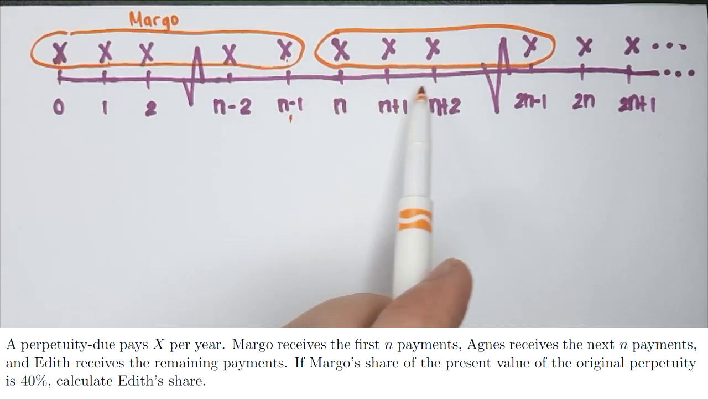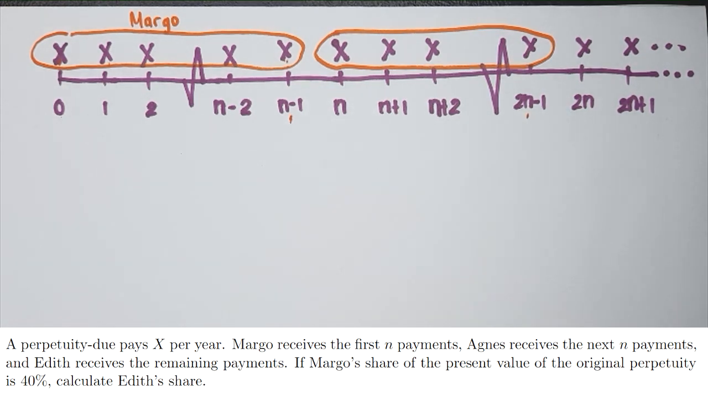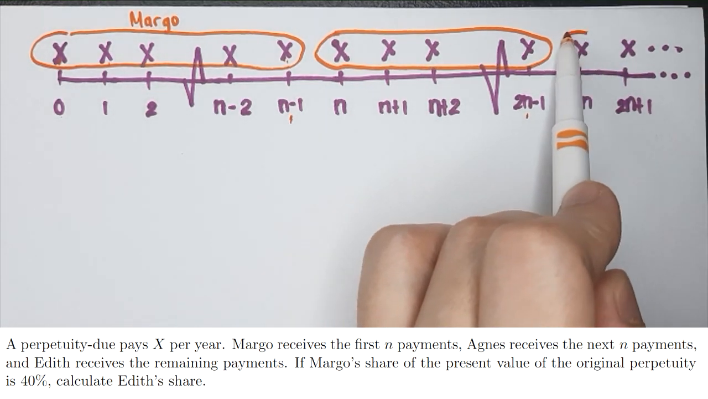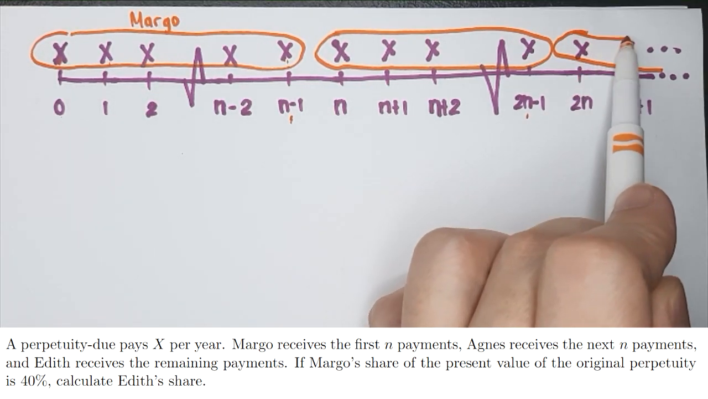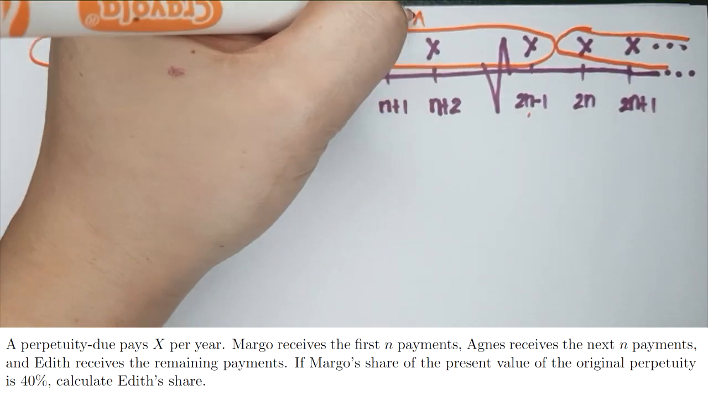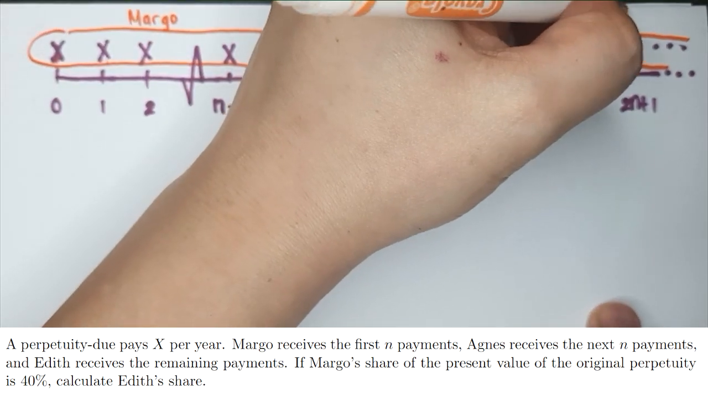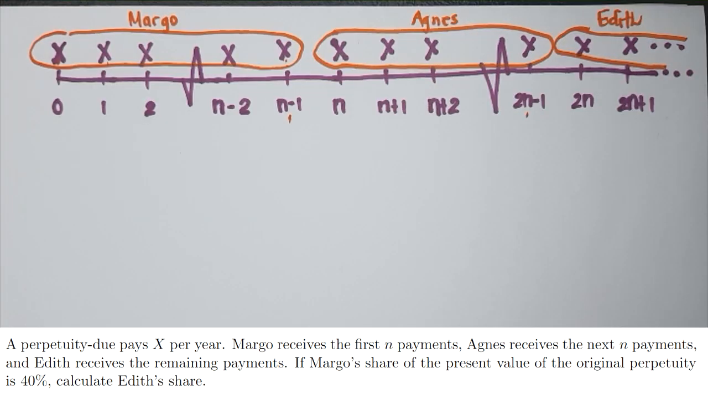Ganun din dito, hanggang 2N-1 lamang. And then, finally, yung last payments, yung remaining payments, which is a perpetuity pa rin, matatanggap naman ni Edith. So, let me write Agnes here. Tapos ito kay Edith. Sabi dito, Margo's share of the present value of the original perpetuity is 40%.